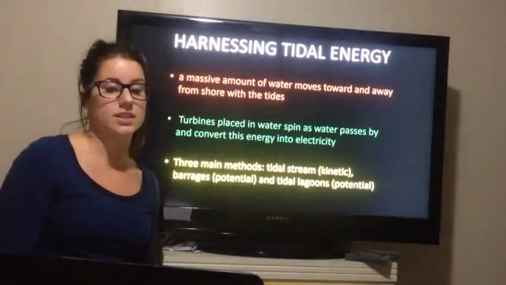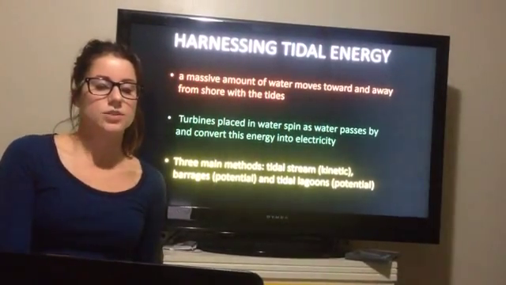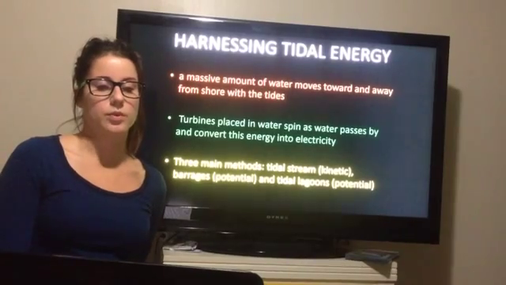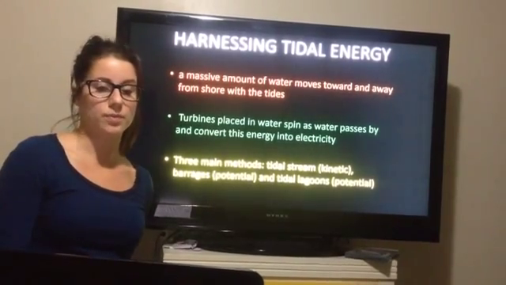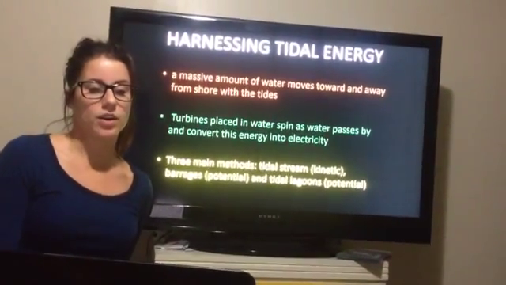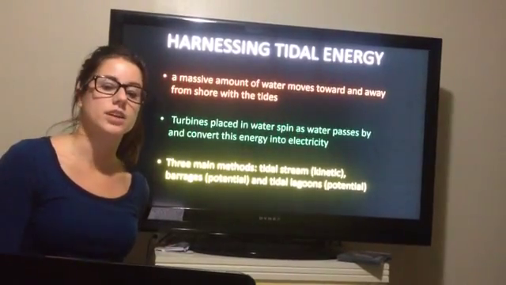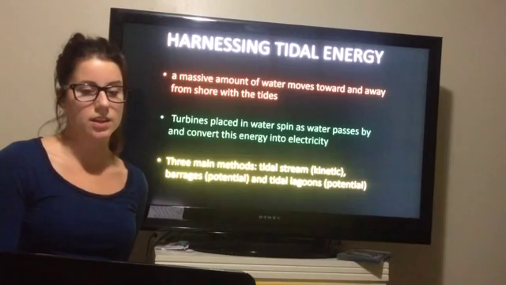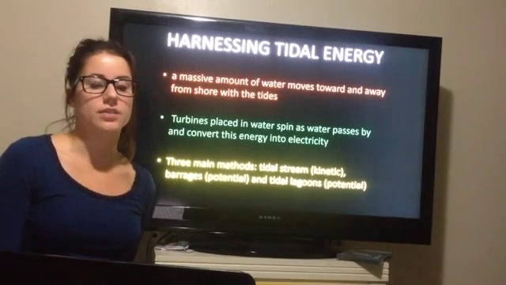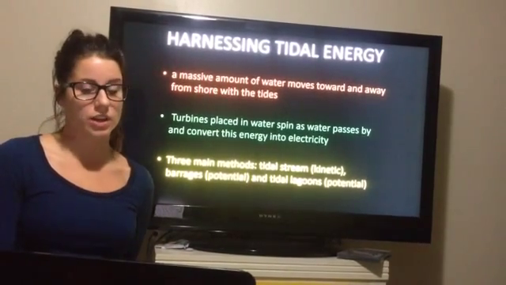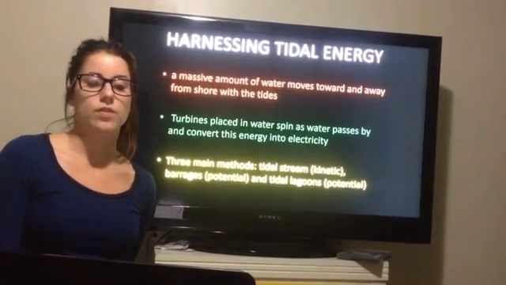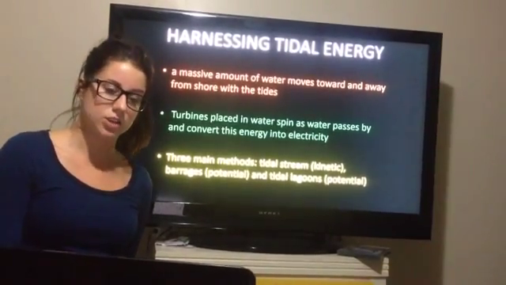So how do we harness this tidal energy? As tides rise and fall, a massive amount of water moves toward and away from shore. Turbines placed in water harness this energy by spinning as water passes by and can convert this energy into electricity in 2 ways. Using the change in height of tides, which would be potential energy, or using the flow of water, which is kinetic energy.